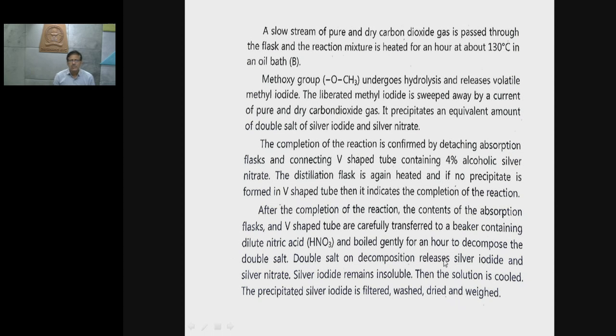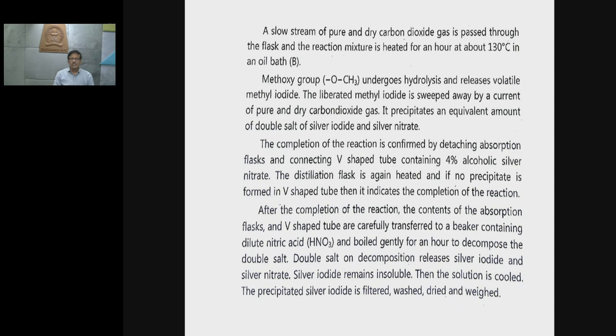Now see what is the procedure. A slow stream of pure and dry carbon dioxide gas is passed through the flask, and the reaction mixture is heated for an hour at about 130 degrees centigrade in an oil bath. So we also pass the carbon dioxide gas in this distillation flask. The methoxy group, that is OCH3, undergoes hydrolysis and releases volatile methyl iodide. The liberated methyl iodide is swept away by a current of pure and dry carbon dioxide. It precipitates an equivalent amount of double salt of silver iodide and silver nitrate.